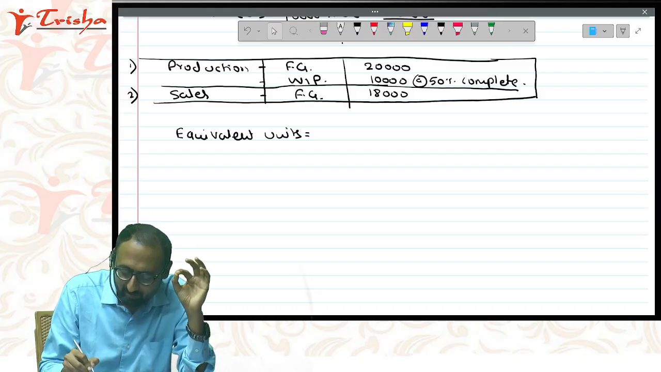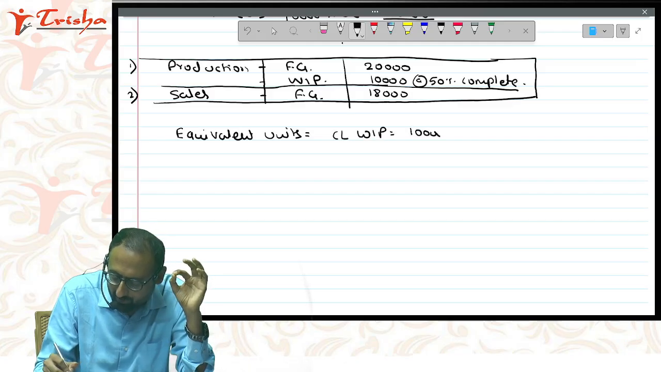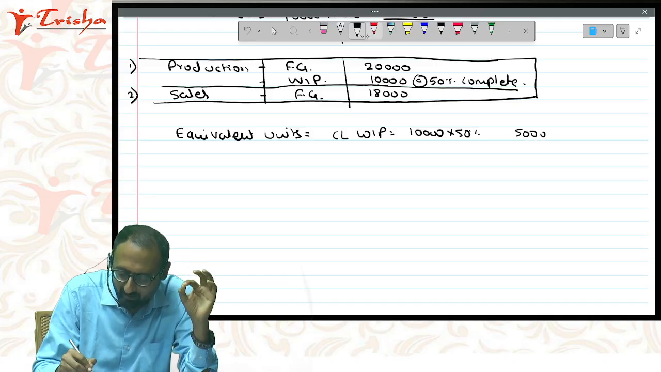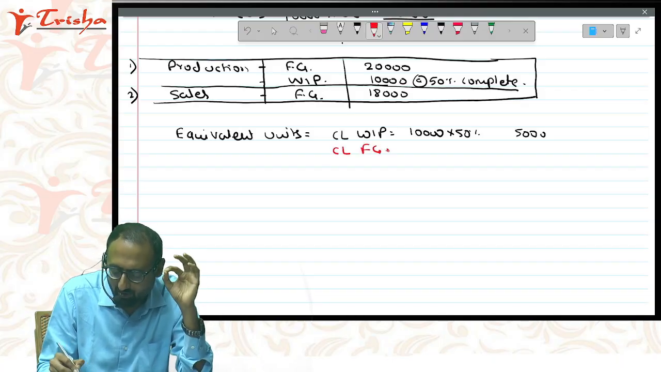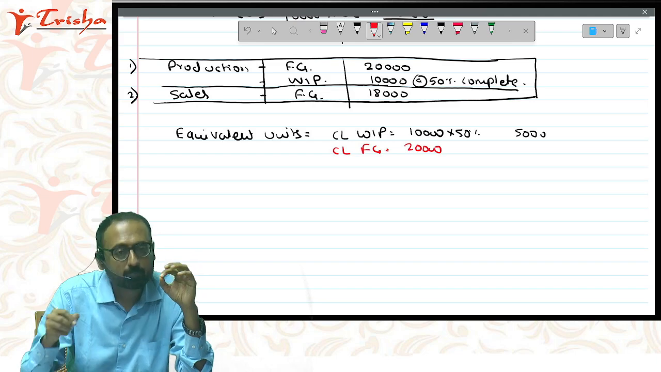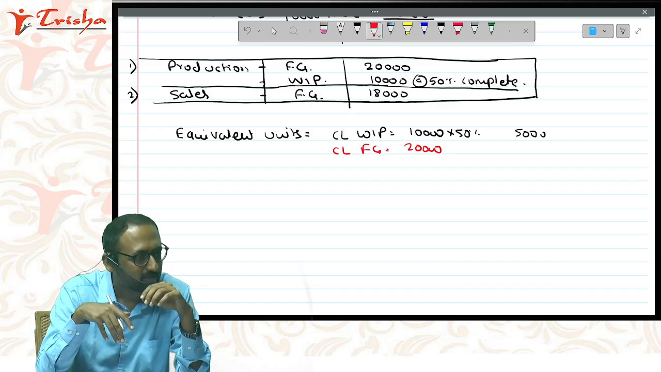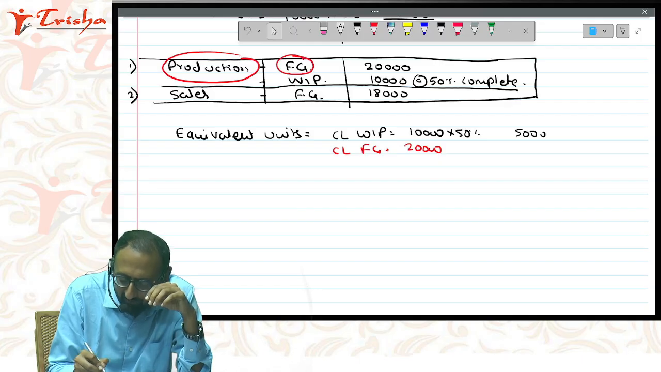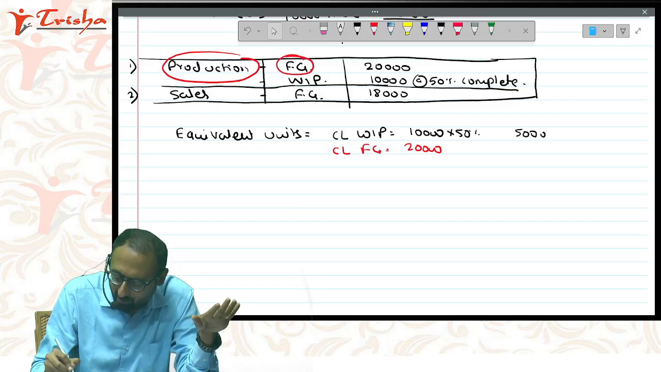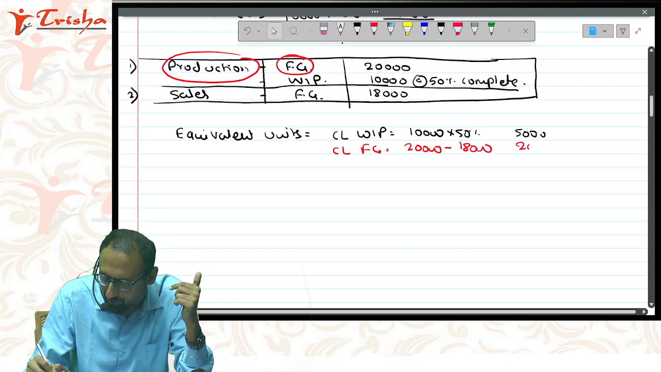Please tell me how much is closing stock of WIP. Closing stock of WIP will be 10,000 multiplied by 50%, which is 5,000. Here most of the students make the mistake with closing stock of finished goods. Wrongly, they write 20,000. No, this is not the closing stock of finished goods. Read it carefully, this is the production of finished goods. So you have produced 20,000, out of which you sold 18,000. So closing stock of finished goods is 2,000.